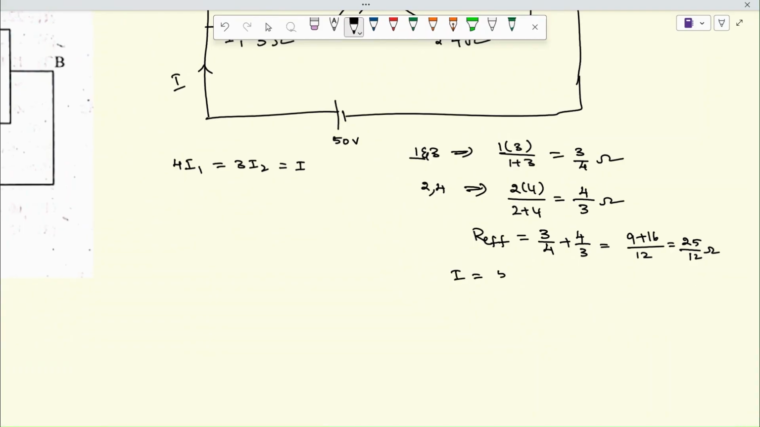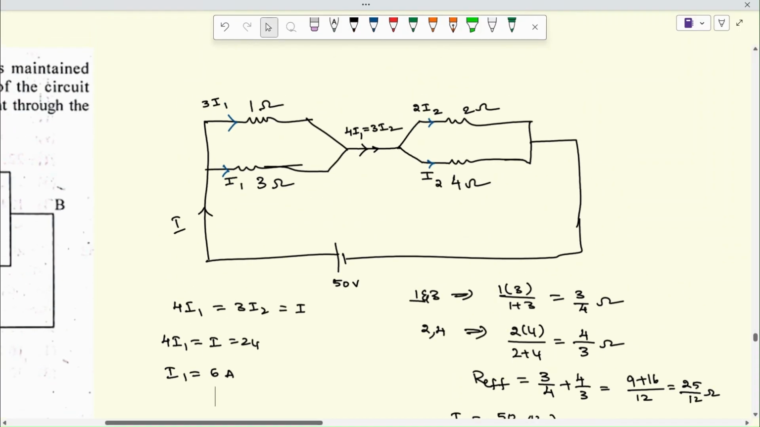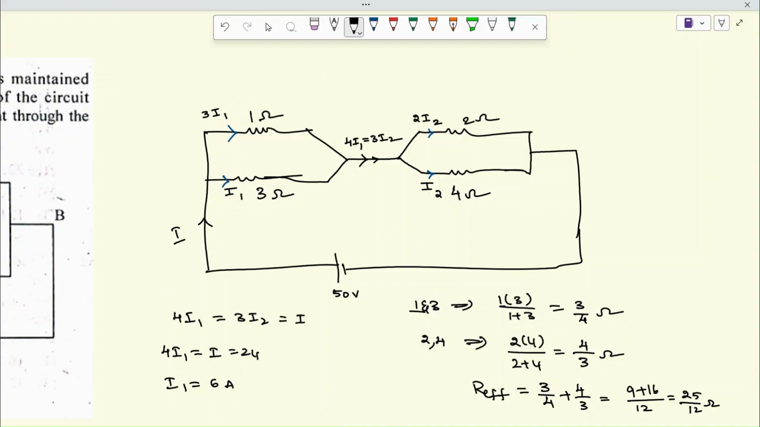Now the total current I is equal to 50, total voltage, by total resistance 25 by 12. So it becomes 24 amperes total current. Now let's come to I1, I2 values. You know 4I1 is given as I, 24. So I1 is equal to 6 ampere, isn't it? So here I can say I1 through 3 ohm, that current is 6 ampere. So through 1 ohm resistor, how much? 3 into I1, 18 ampere.